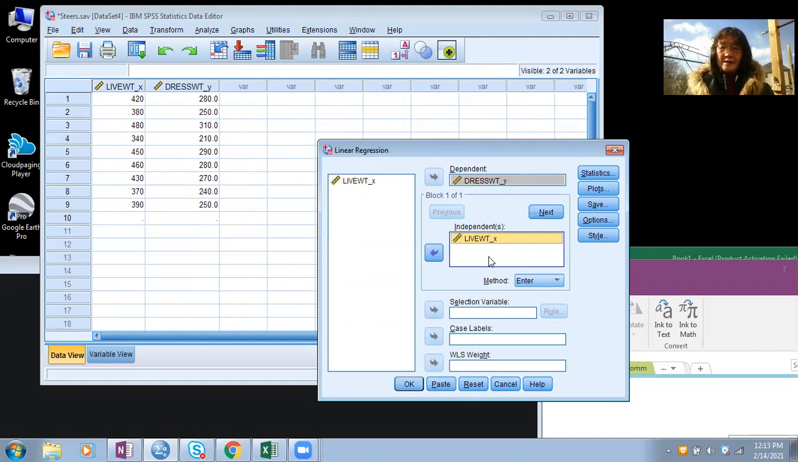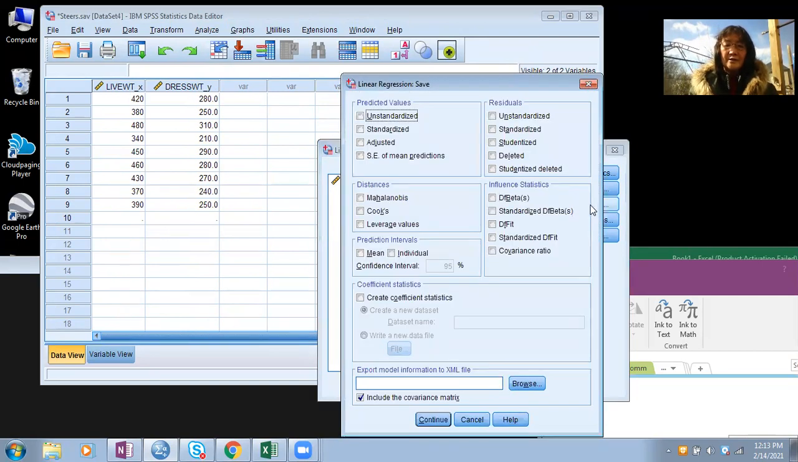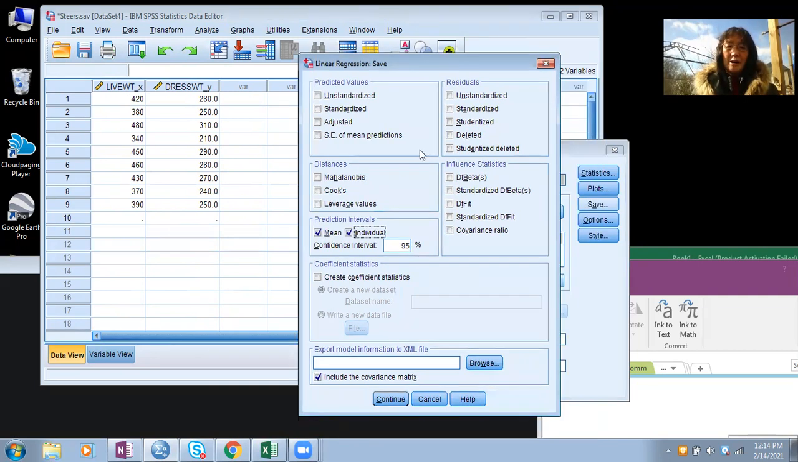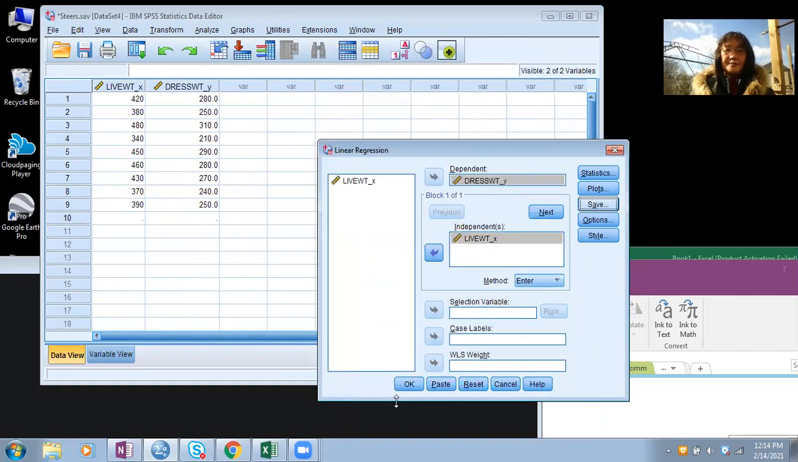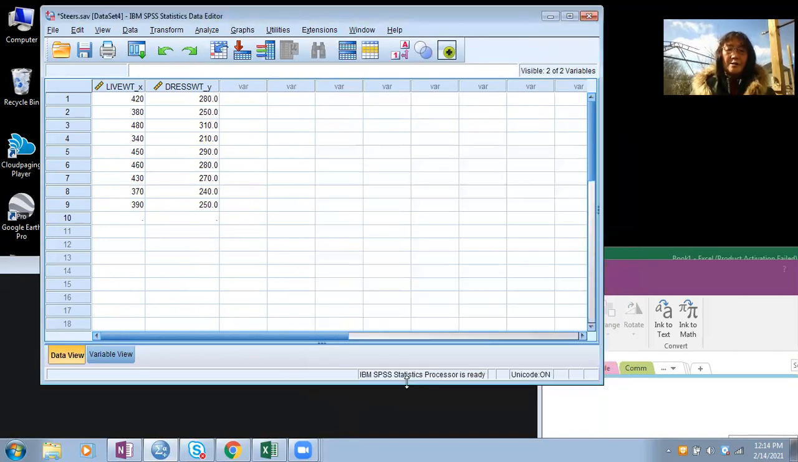Okay. And then question 2 also asks you to produce a prediction interval. So you click the Save button. Under the prediction intervals, you can click mean and individual. And it is 95%. So we do 2 questions at the same time. Okay. After that, you click continue. And then click OK button.